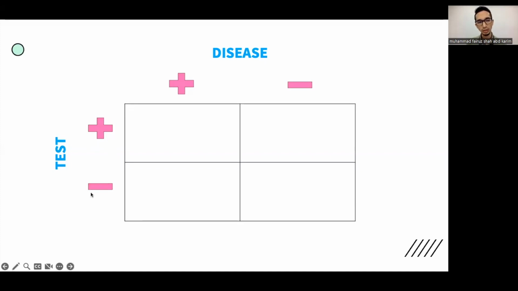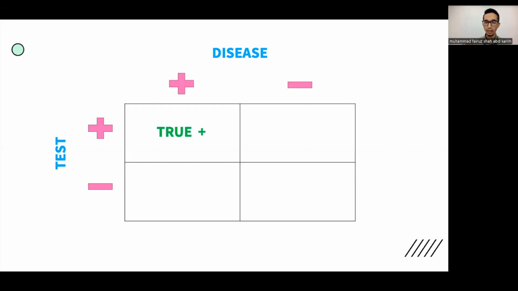Negative, you don't have cancer. So if you do some tests and the test shows you are positive, by right, you're supposed to have that cancer. Basically, looking at the first box, if the test shows a positive result, and in real life you do have this disease or the cancer, we are giving an example, that means it is a true positive, as simple as that.